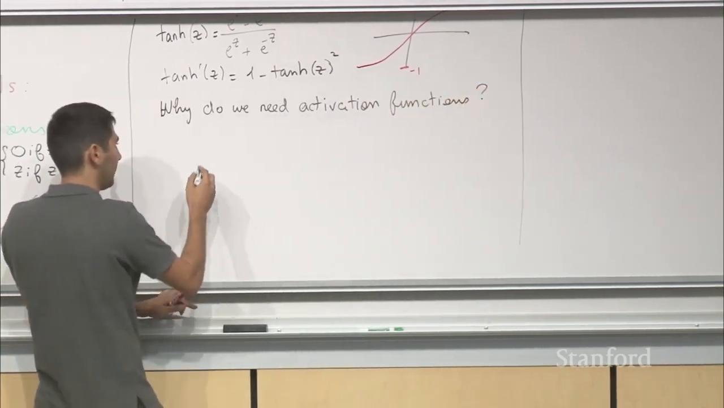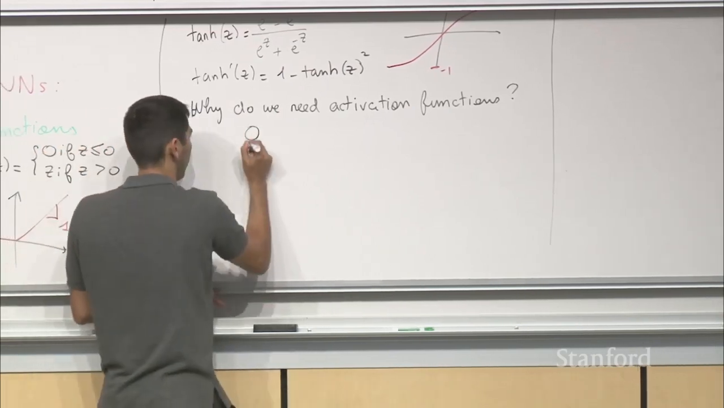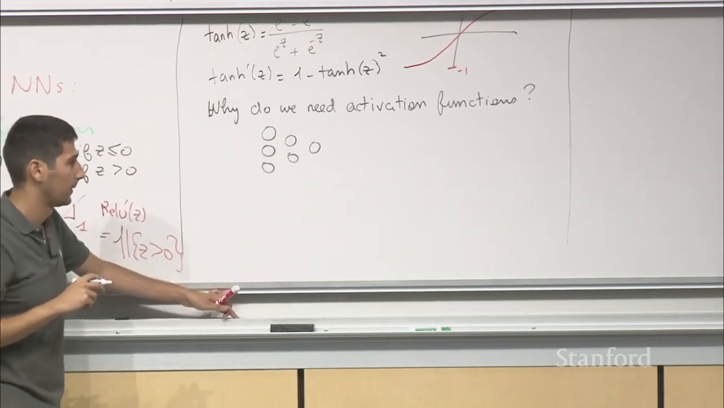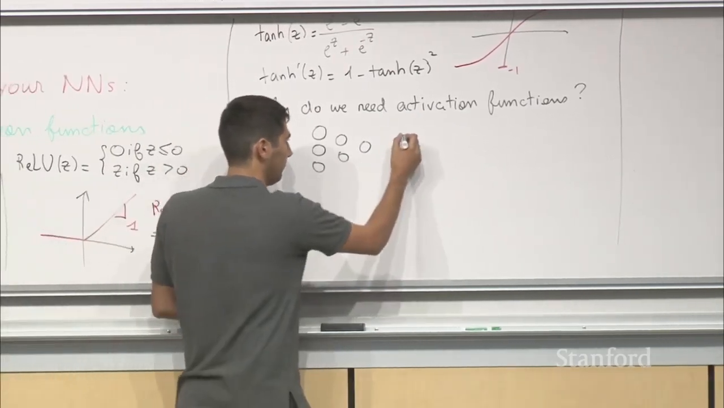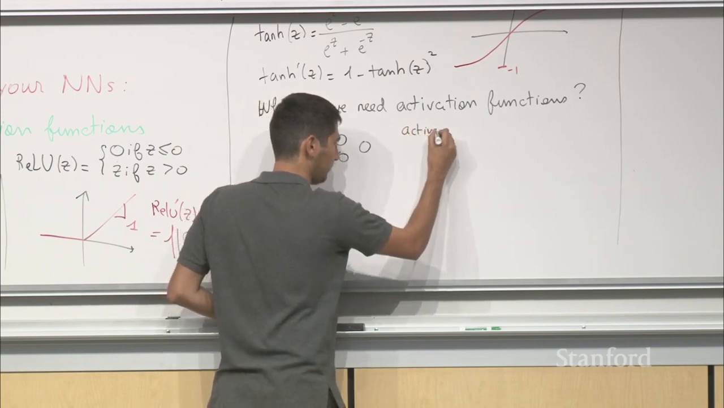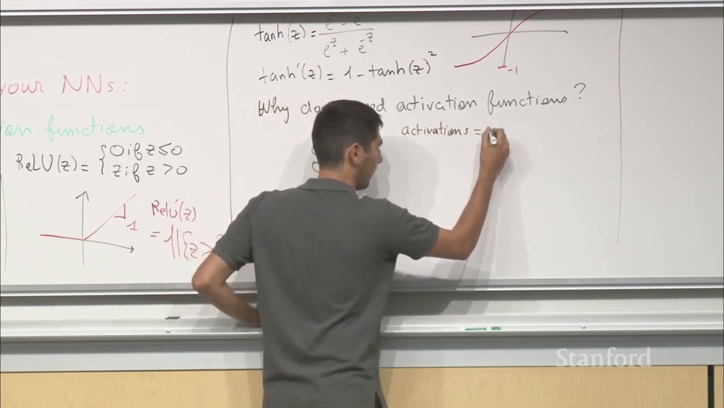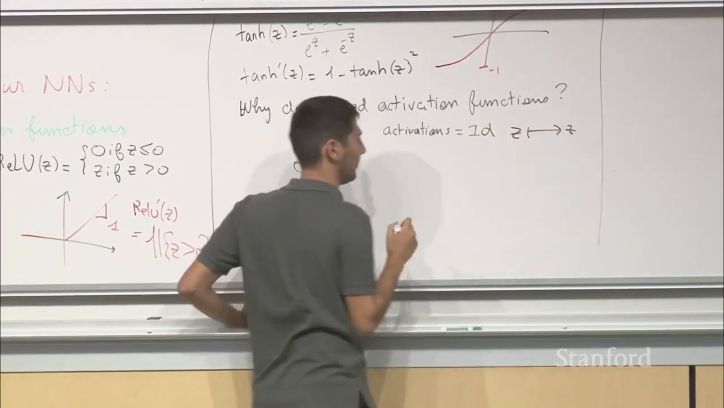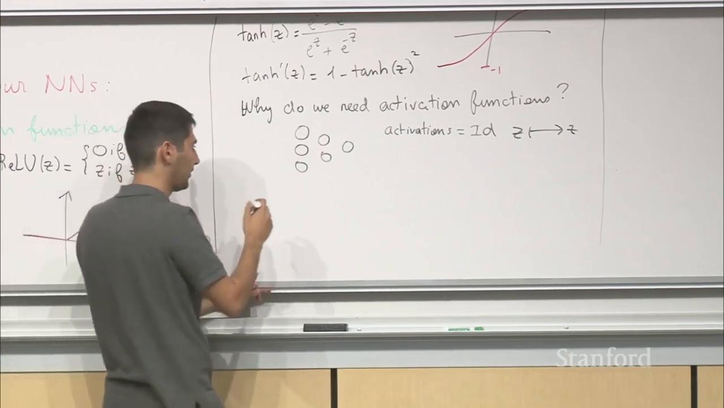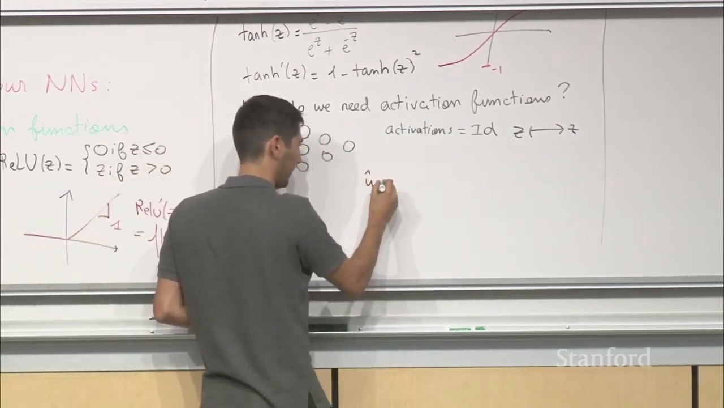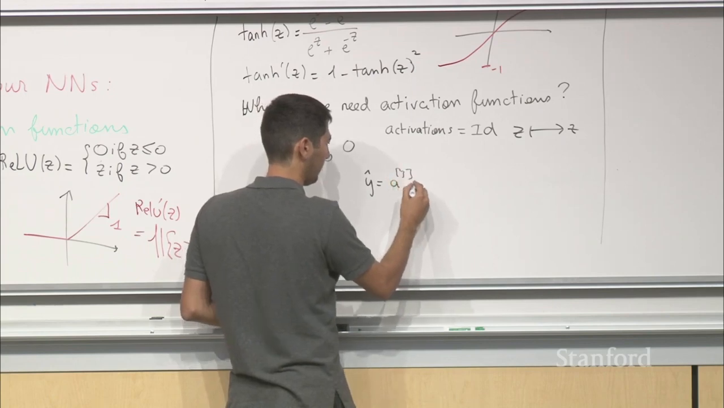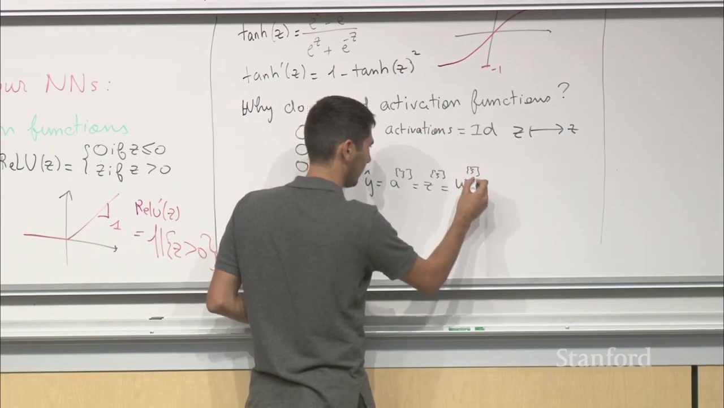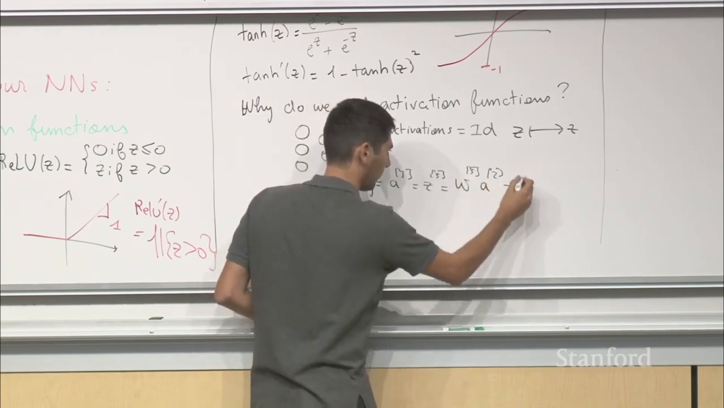So let's assume that we have a network which is the same as before. Our network is 3 neurons feeding into 2 neurons, feeding into 1 neuron. And we're trying to use activations that are equal to identity functions. So it means Z is given to Z. Let's try to derive the forward propagation. Y hat equals A3 equals Z3 equals W3 A2 plus B3.